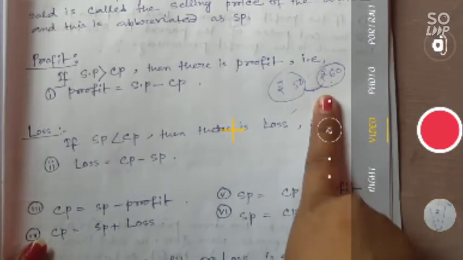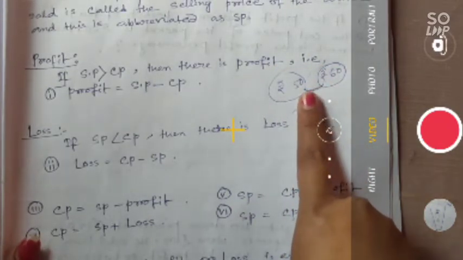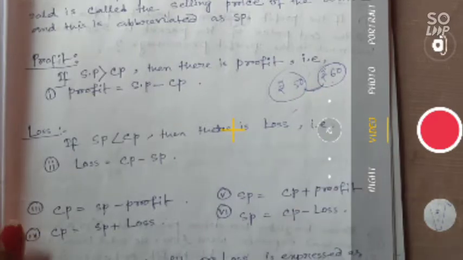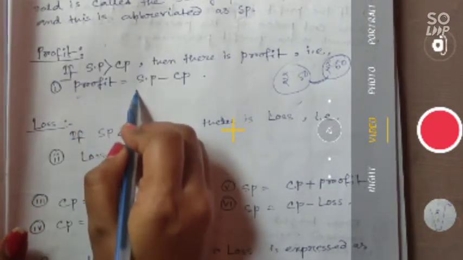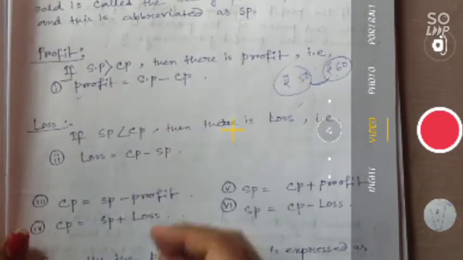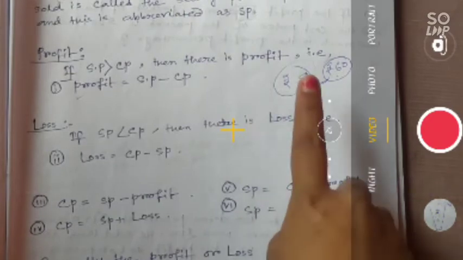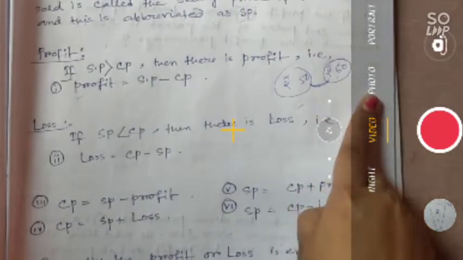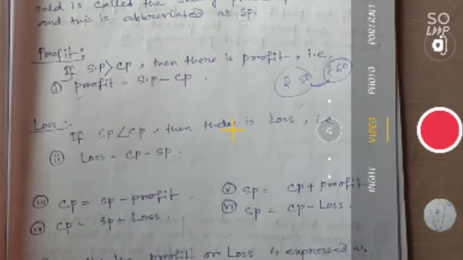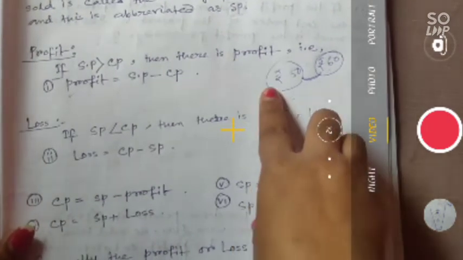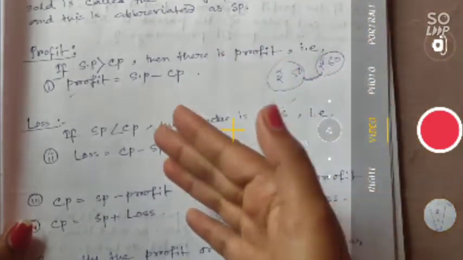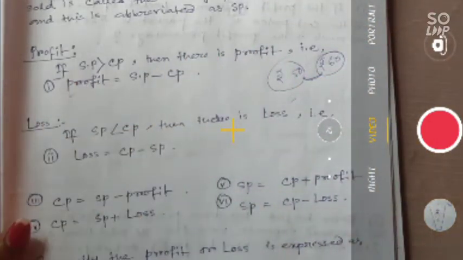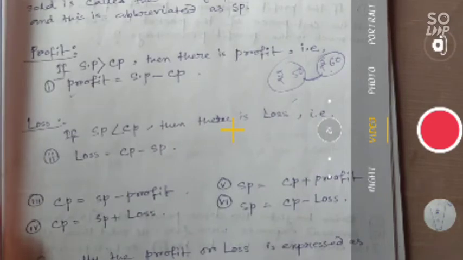Who can tell me? Bipasha, tell me. 10 rupees will be profit here. So profit equal to SP minus CP. That means if you subtract the cost price from selling price, you will get the profit. Understood? Selling price থেকে আমরা যদি cost price টাকে যদি subtract করি, then we will get the profit amount. Okay? Have you understood, everyone?